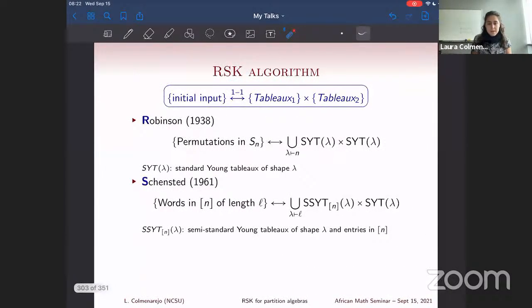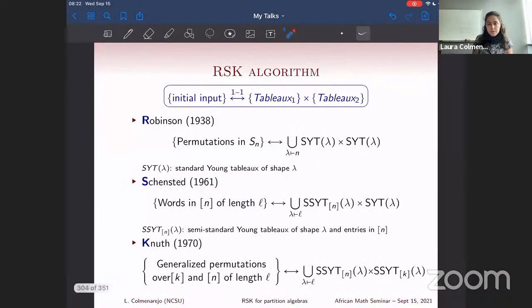Schensted then said, well, there is nothing special about permutations. I can actually extend it to words. So I'm going to have sequences of numbers that are in the set 1 up to n. So this is denoting my alphabet, so I have all the numbers 1 up to n. What is going to change now is that I'm still going to have a standard Young tableau on the right, but on the left, I'm now going to be allowed to have repetitions. So I'm going to have semi-standard Young tableaux.